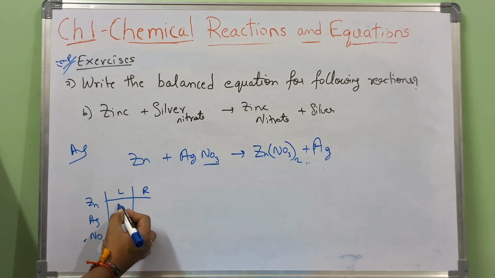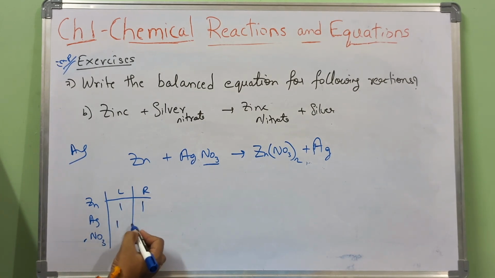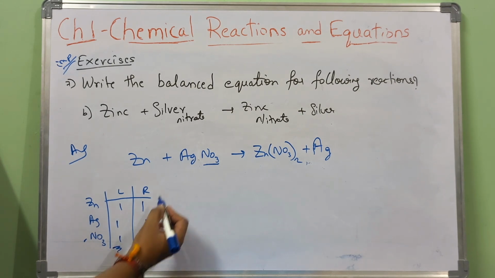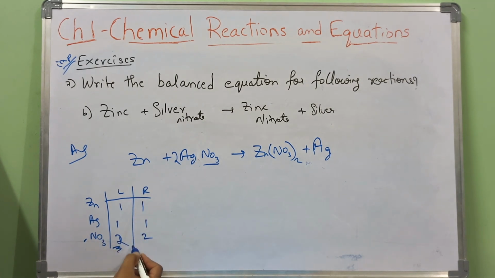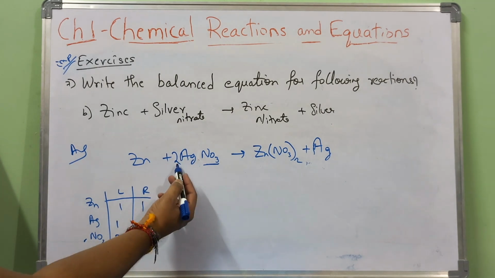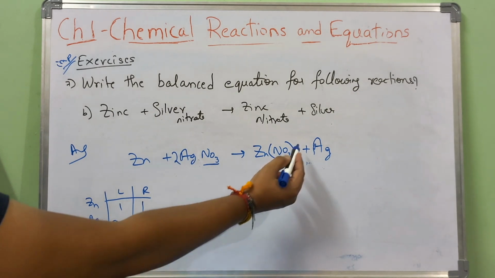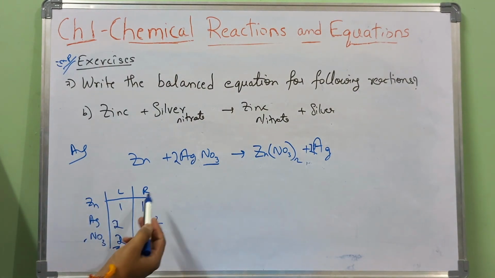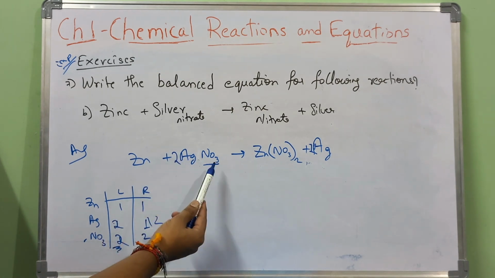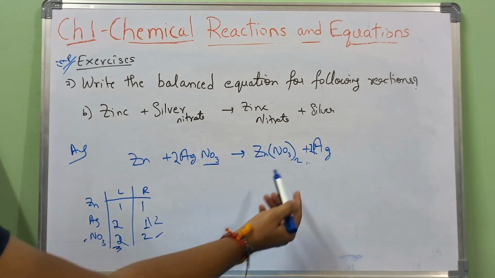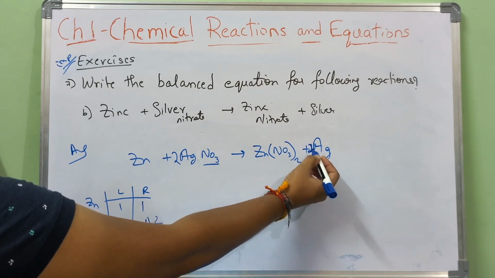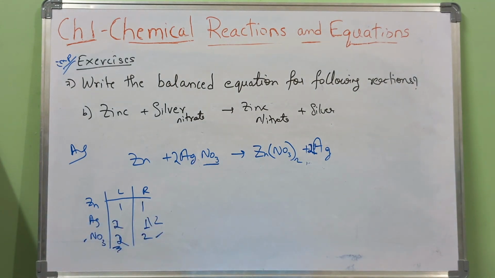Let's write the current conditions. Zn, here it is 1, here it is 1. Ag, here 1, here also 1. Nitrate, here it is 1, here it is 2. To balance this, let's multiply by 2 here. Now NO3 is balanced, whereas silver is 2 on one side and 1 on the other. To balance this, we have to multiply Ag on the right by 2. Now zinc is balanced, nitrate is 2 and 2, silver also 2 and 2. In this way we can confirm that this is a balanced chemical equation, that is Zn plus 2AgNO3 gives Zn(NO3)2 plus 2Ag.